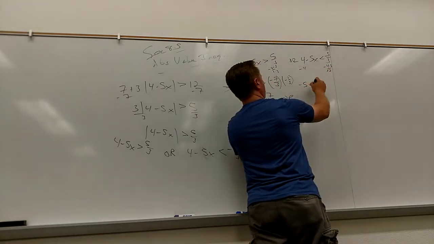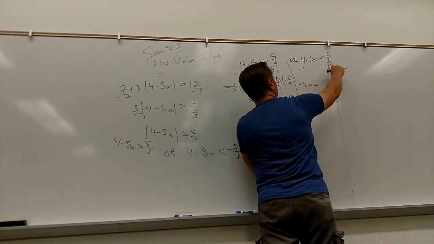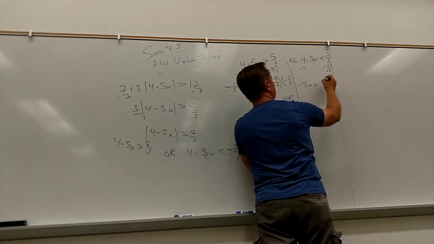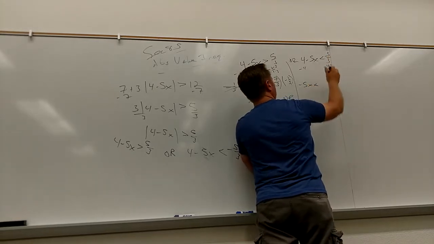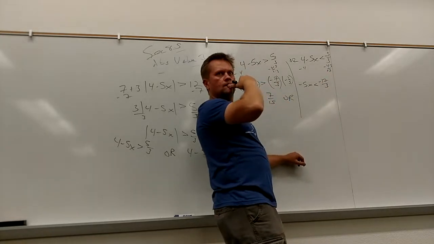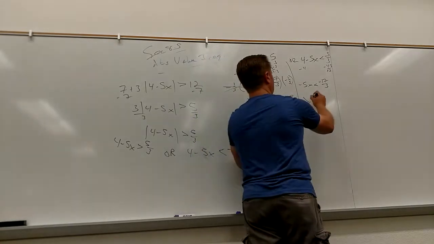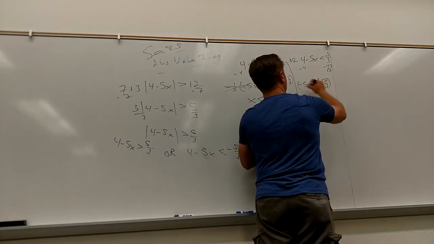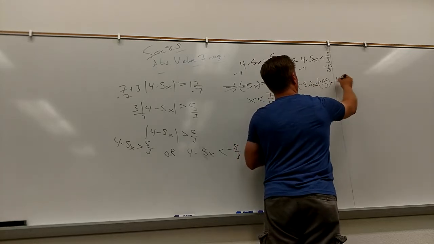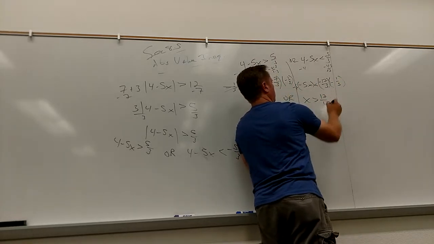Or subtract 4, multiply by 3. You get -5x less than -5 minus 12, -17/3. Then you multiply by -1/5 again, right? So you get x greater than, positive 17/15.